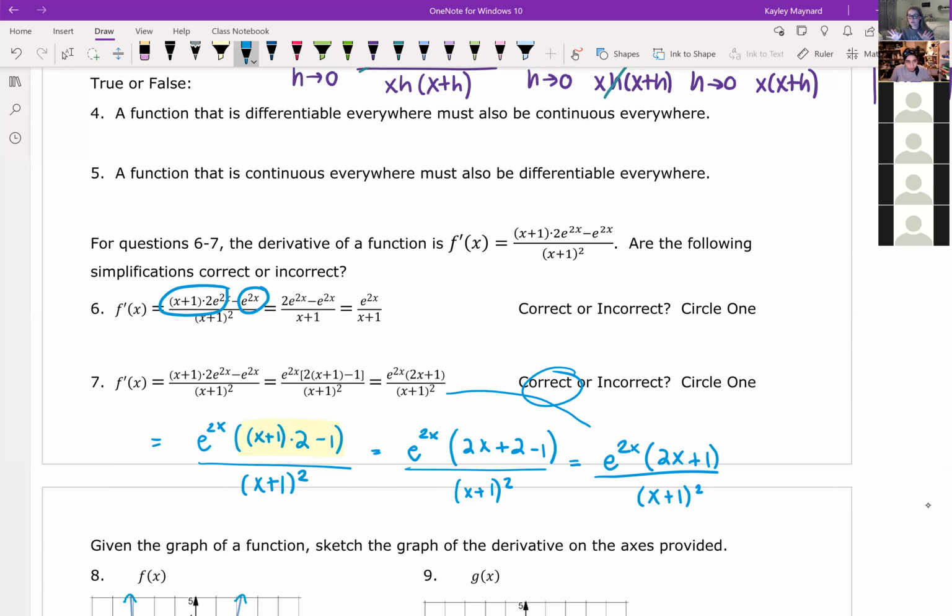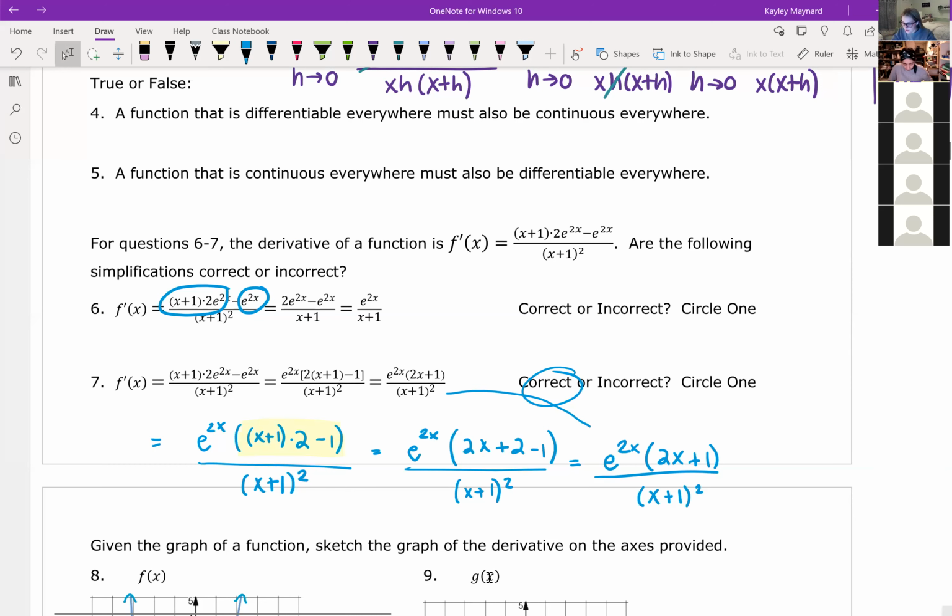If you can't pull it out of both terms in your numerator or both terms in your denominator, you cannot cancel it out. So just a little speech there for you on canceling out.